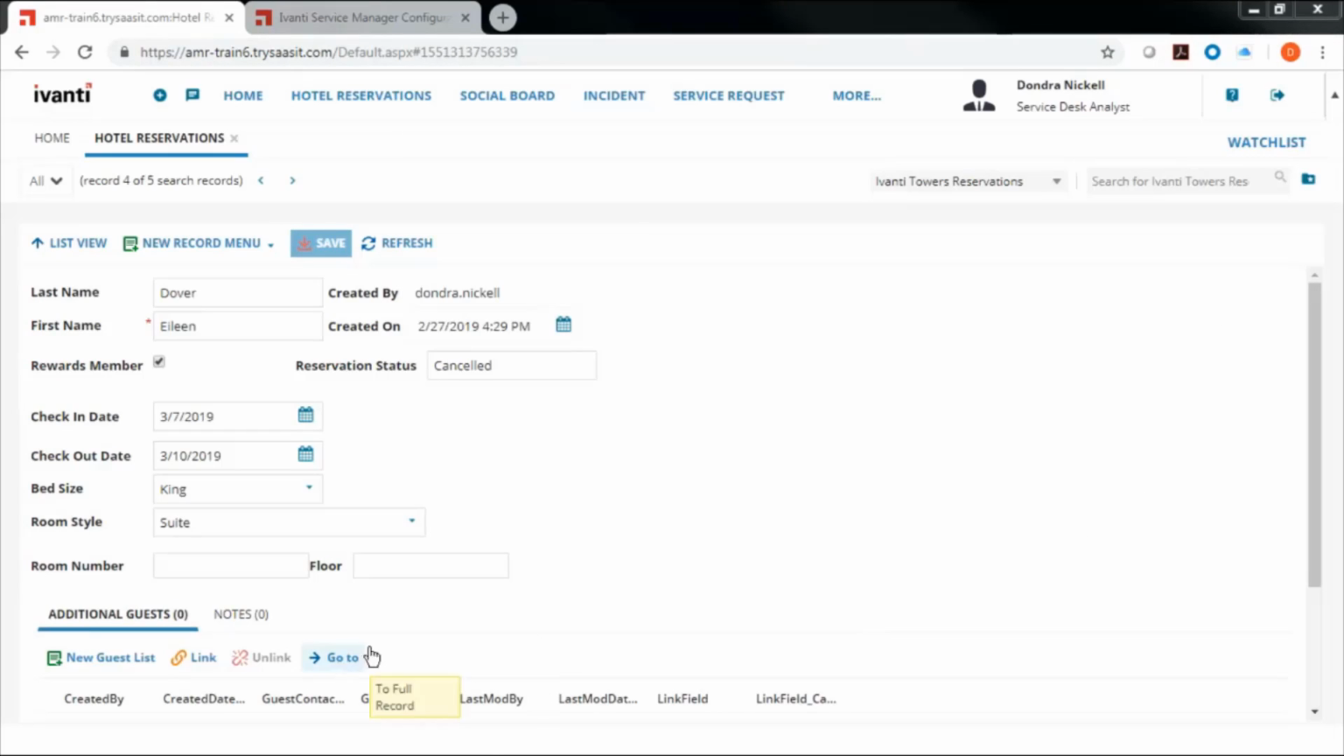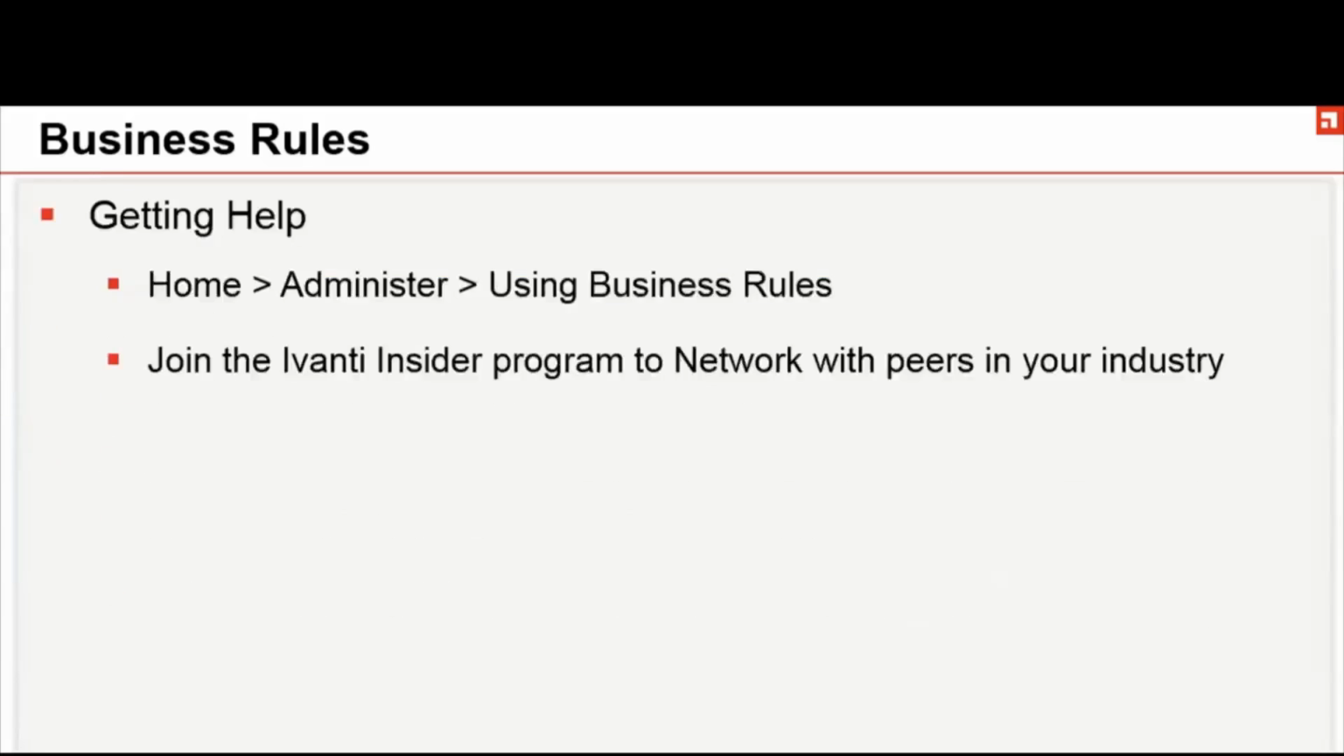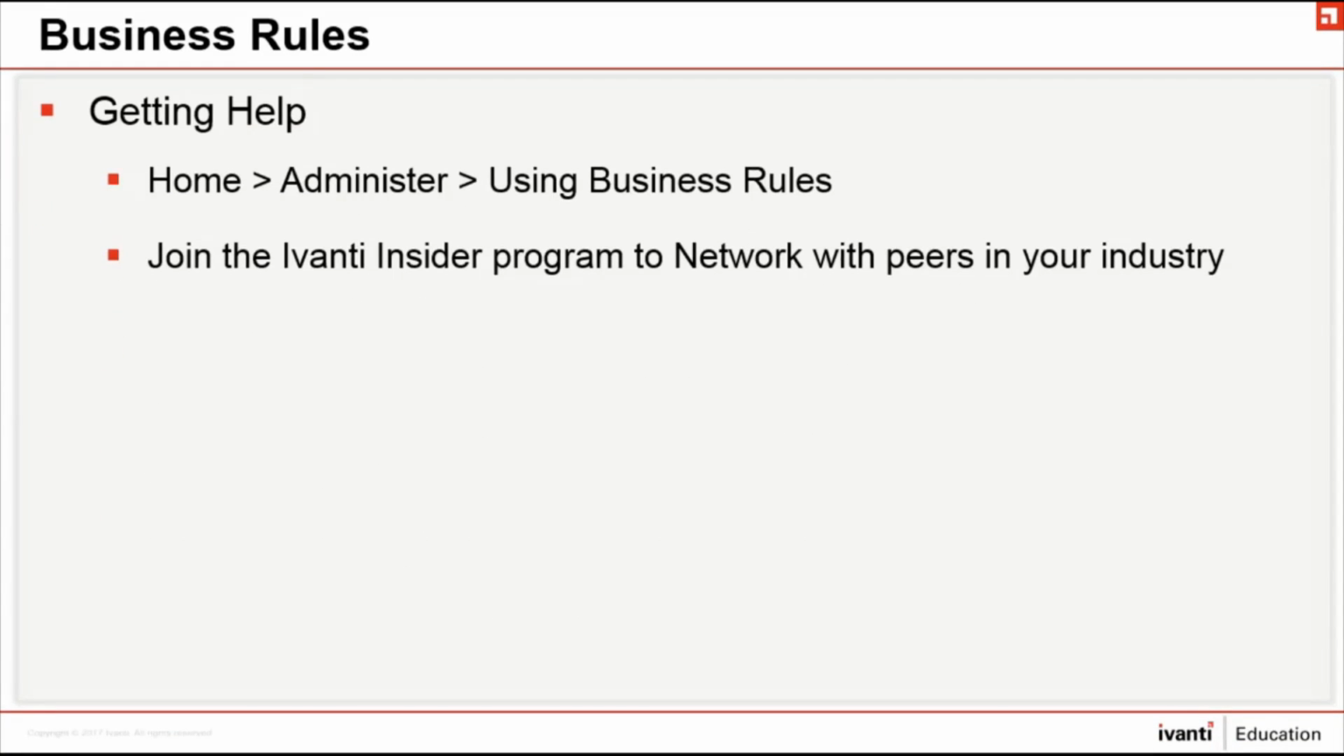All right, so now you've got an idea of how some of these business rules would work. We encourage you to play around and see what you can do there. And then don't forget to look at the existing ones if you want ideas or even want help with the syntax. Okay, so for additional help on business rules, you can go to Home, Administer, and then Using Business Rules, and you'll see all the different business rule types in there and the syntax and ideas of how you might use those.